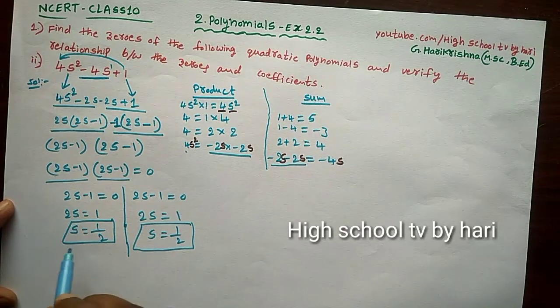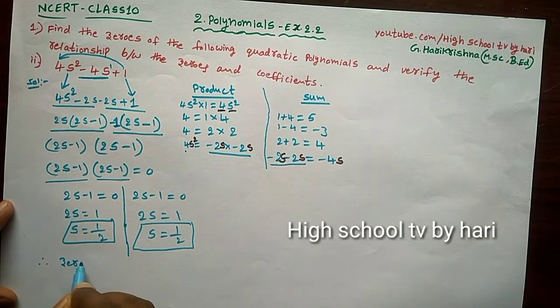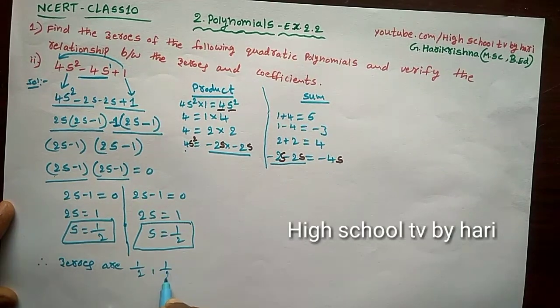So what are the zeros? s is equal to 1 by 2, 1 by 2. Therefore, zeros are 1 by 2 comma 1 by 2.